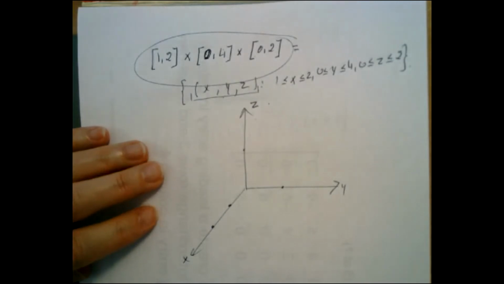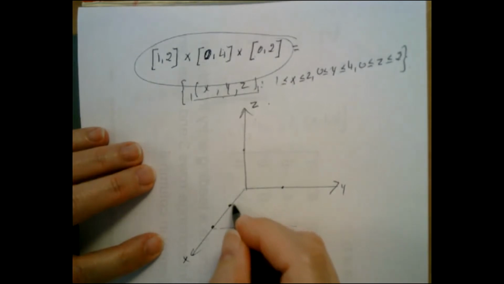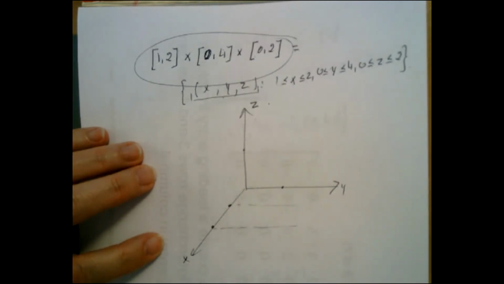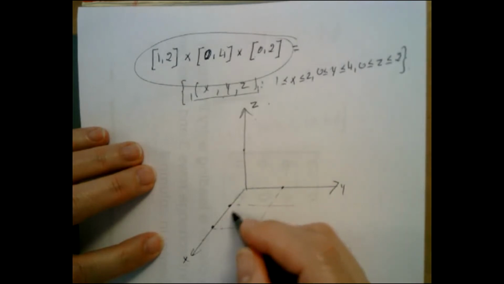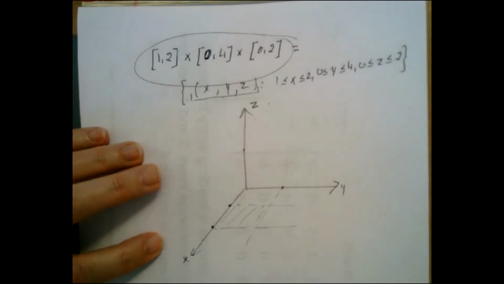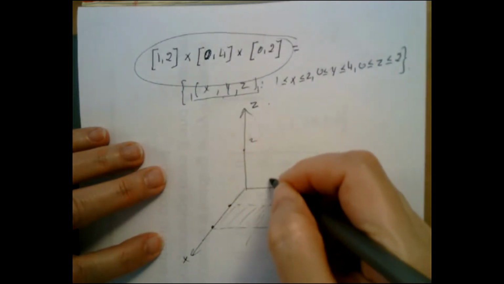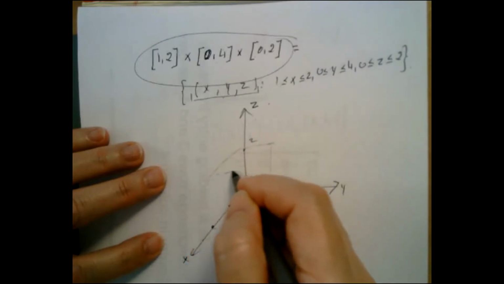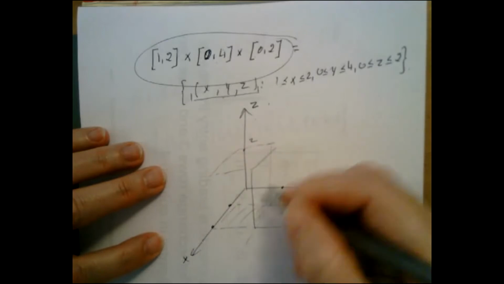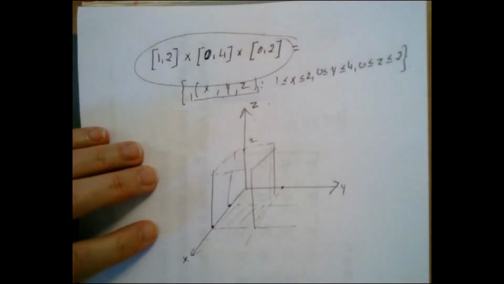How would we visualize this in R3? X should be in here. Y should be in here. And my z has to go all the way up to 2. So how can we visualize that? We can visualize this as nothing more than a box in R3.